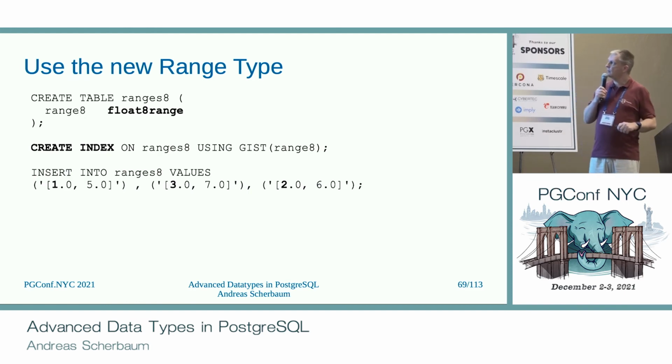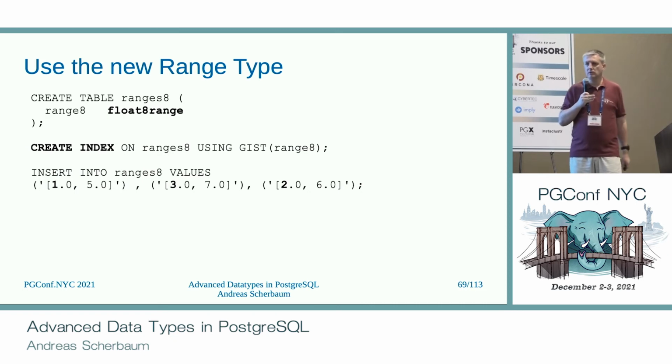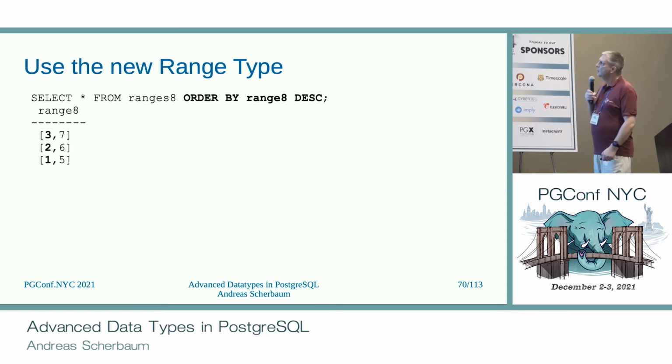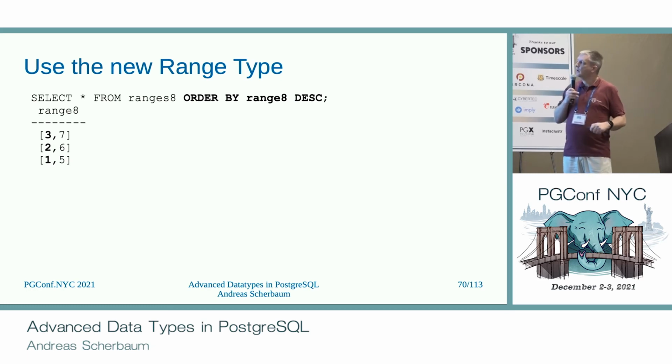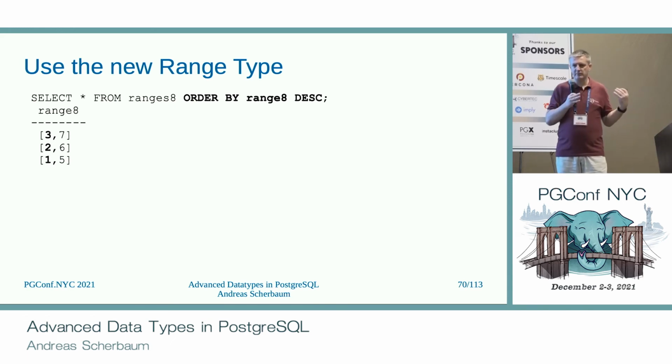So I have my table here with my new data type. I create an index on it. I insert a couple values, 1, 3, 2. You see they are not in order right here. And if I select from my table and say, okay, order by, then you see they are ordered. So Postgres knows how to order the values because I specified how Postgres can calculate the difference between values.